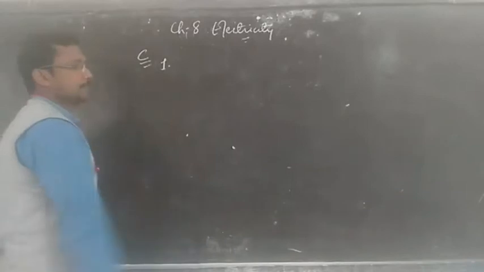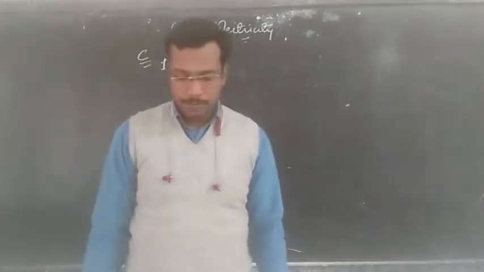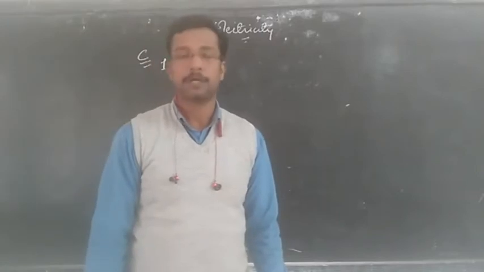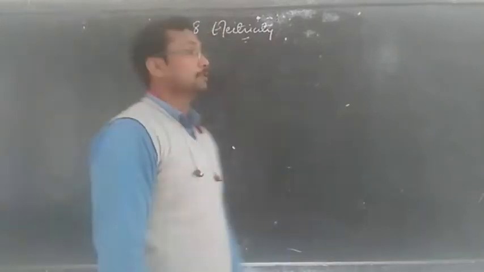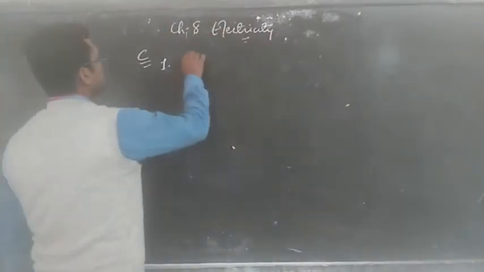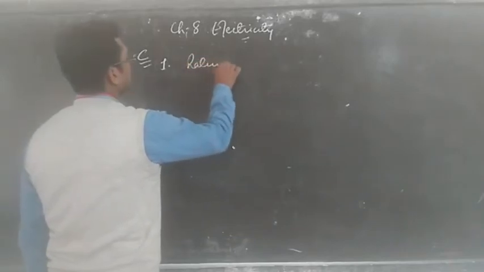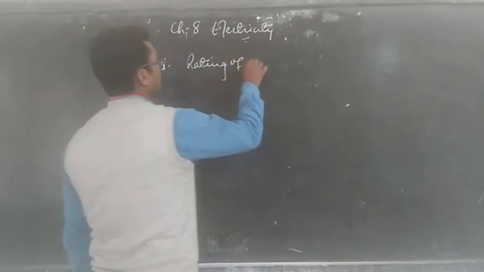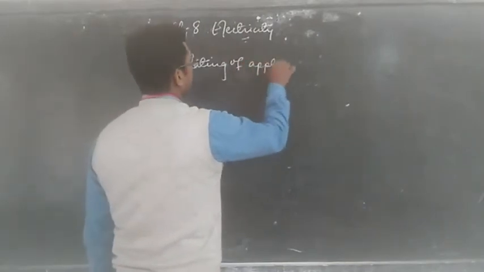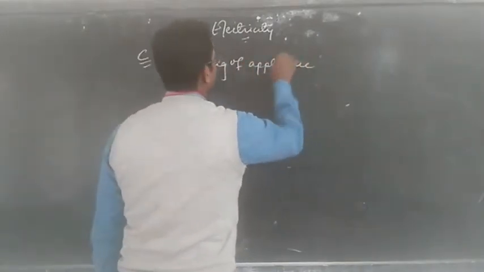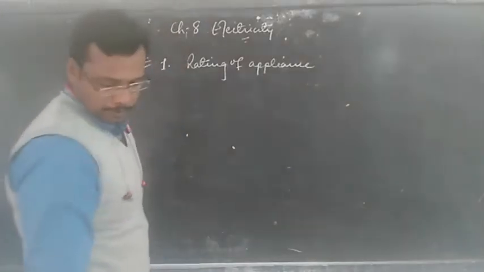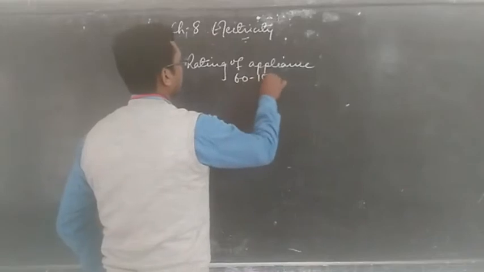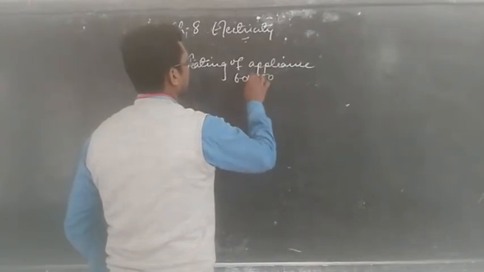Number 1. Let me read the question first. An electrical appliance is rated as 60 watt, 150 volt. So here the rating is given. Not bulb, but the appliance is given as 60 watt, 150 volt.